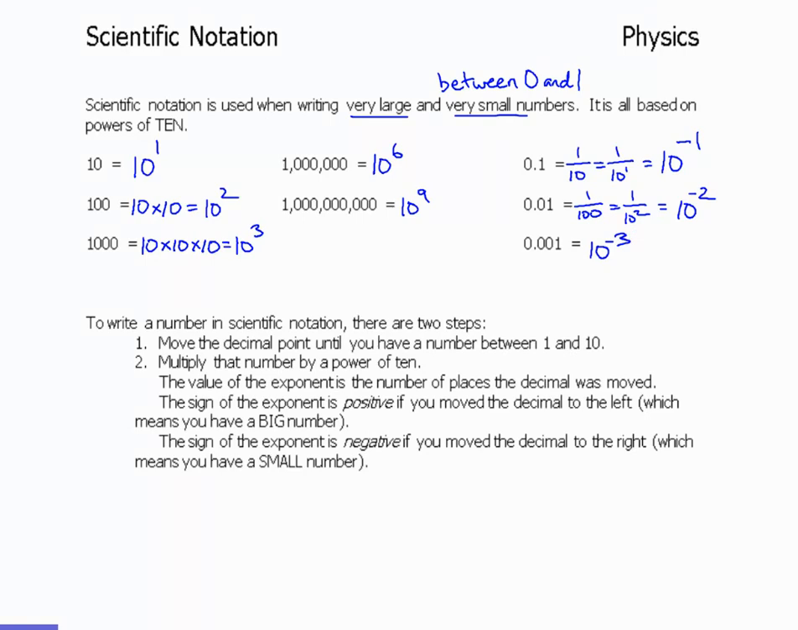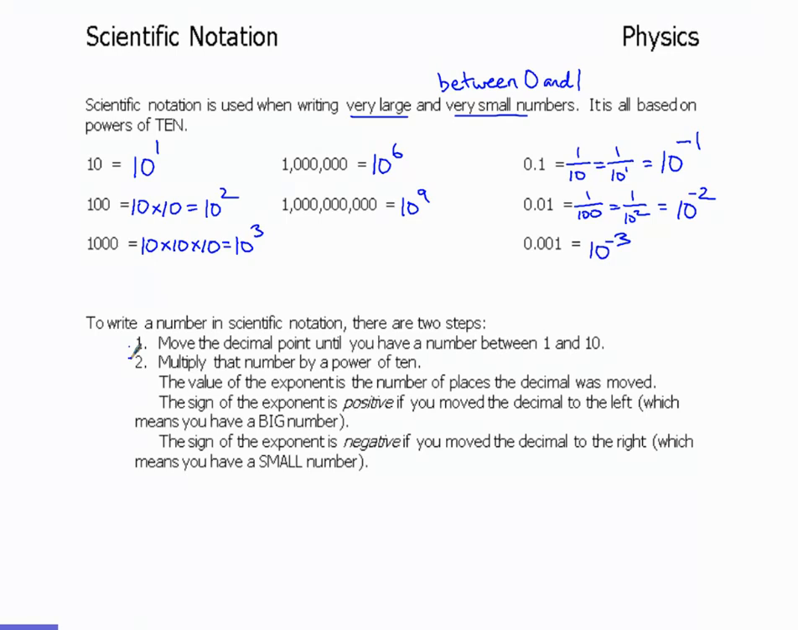When we're going to write a number in scientific notation, there are 2 basic steps. First step, move the decimal point until you have a number between 1 and 10. Second step, multiply that number by a power of 10. So your exponent is going to be the number of places that we move the decimal.